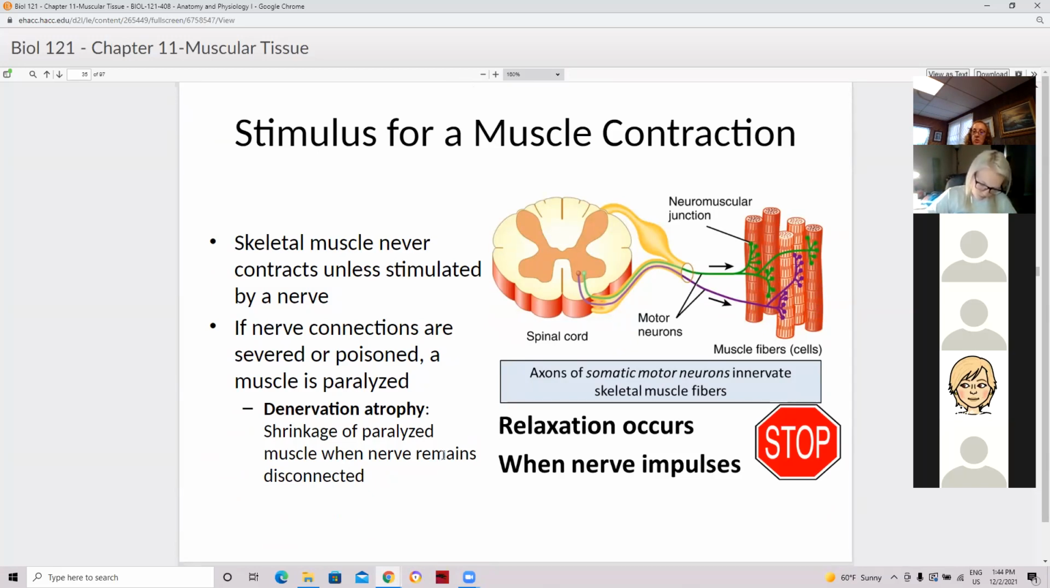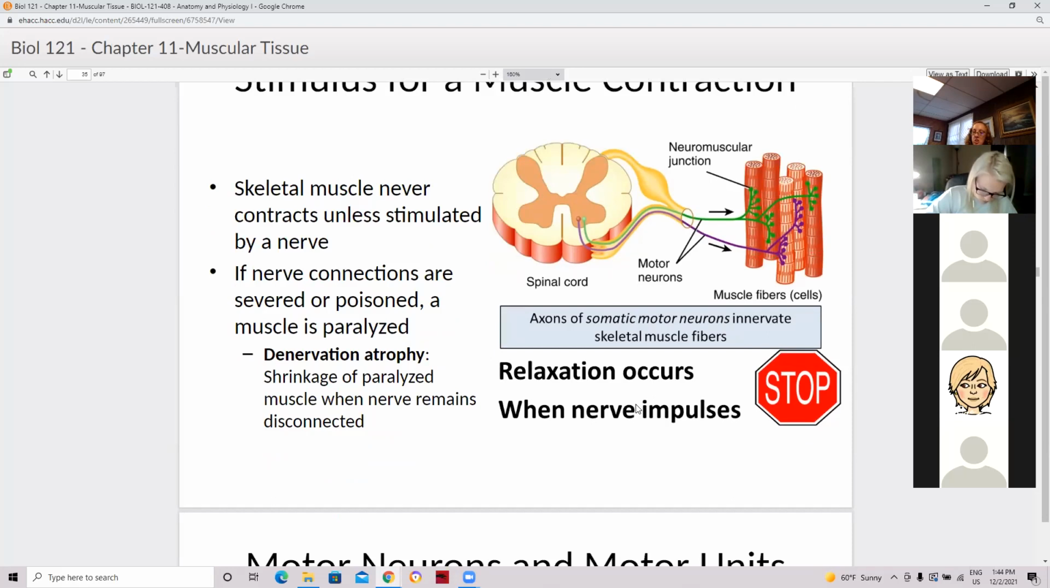Somatic motor neurons, so voluntary motor neurons, innervate skeletal muscle fibers. And wherever the nerve is in contact with the muscle, we call it the neuromuscular junction.